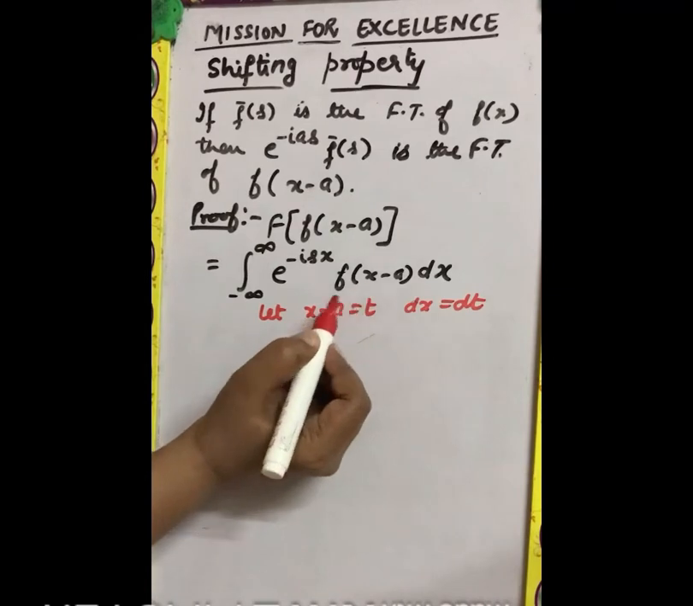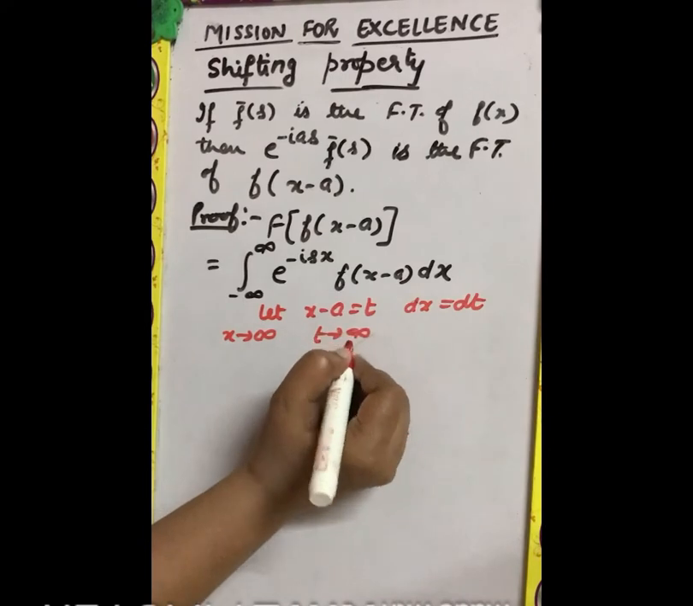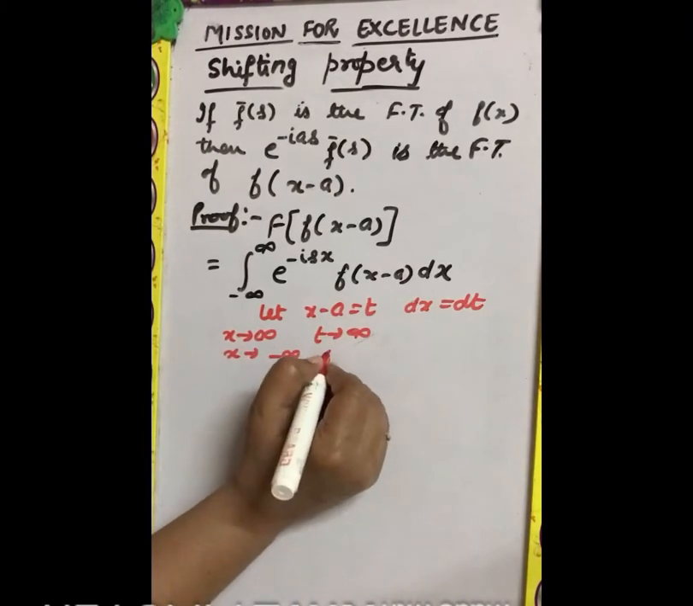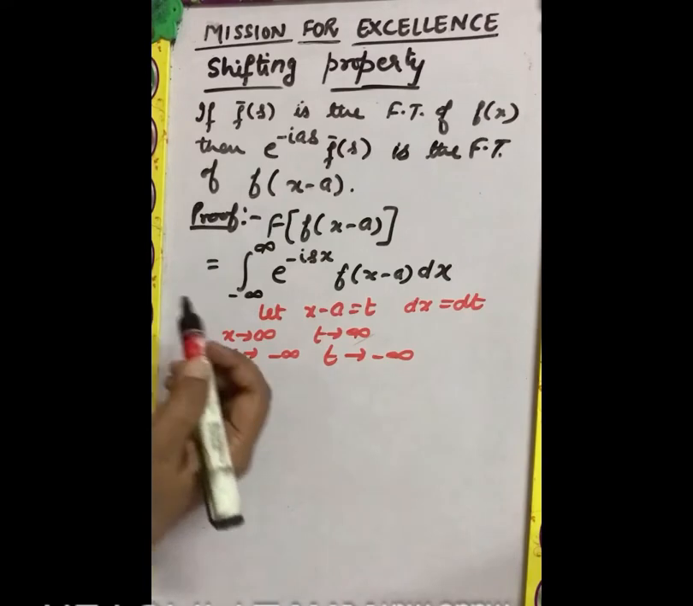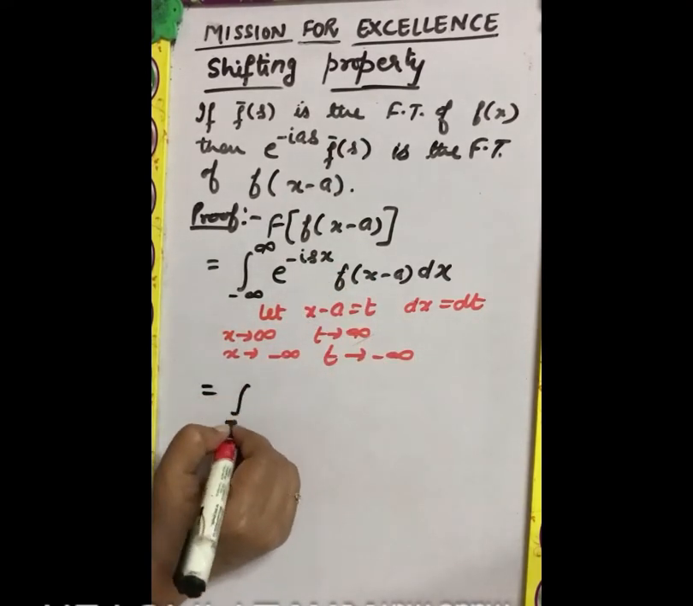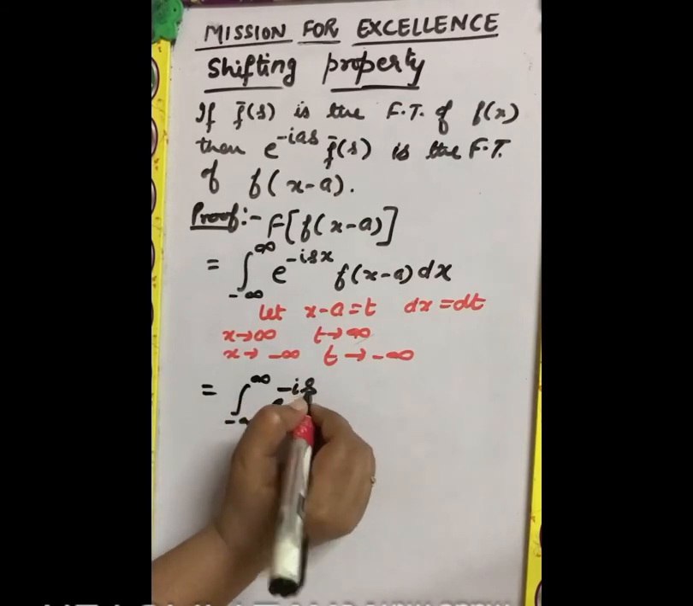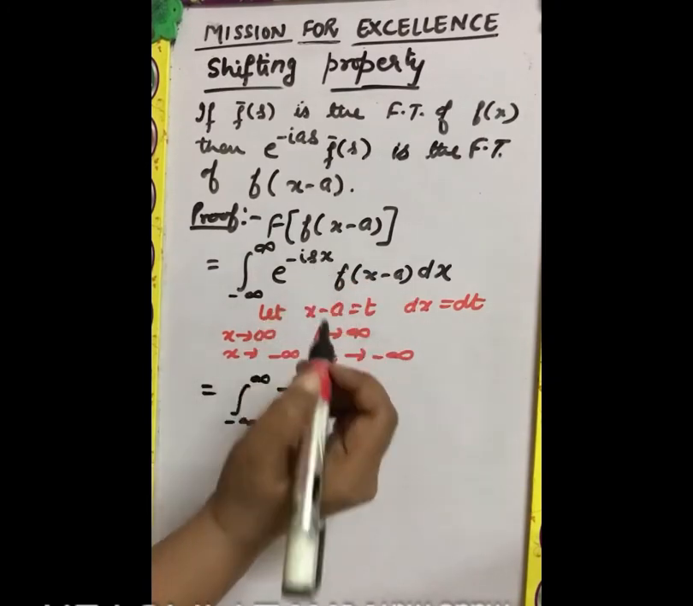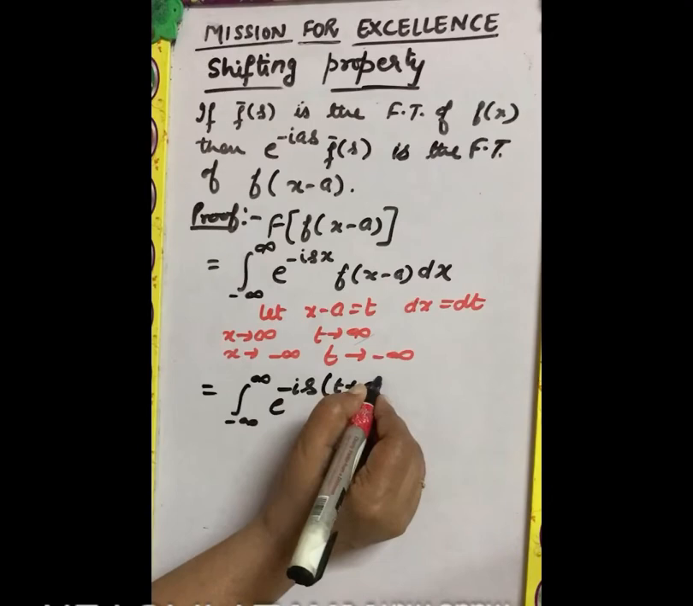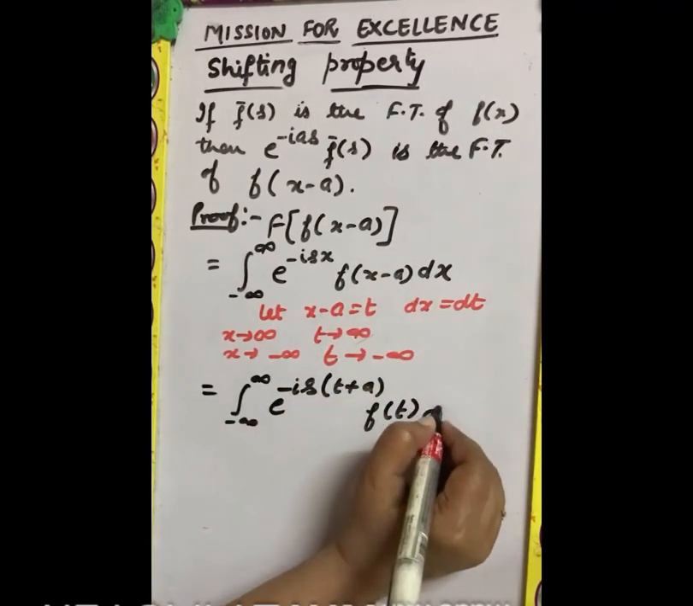Now the limit, when x tends to infinity, t will also tend to infinity, and when x tends to minus infinity, t will also tend to minus infinity. So the limit will remain the same. So now let us perform the integration. This integration will now become the integral from minus infinity to infinity of e raised to power minus iota, now value of x from here is t plus a, so we put here t plus a. Now this will become f of t, and dx will be equal to dt.